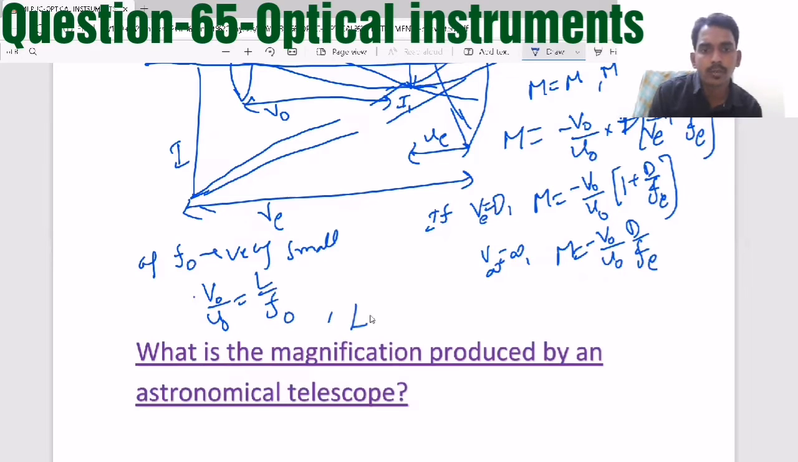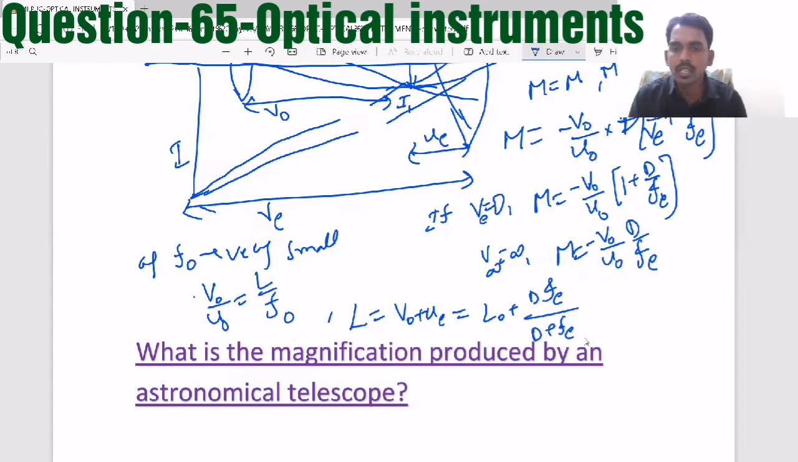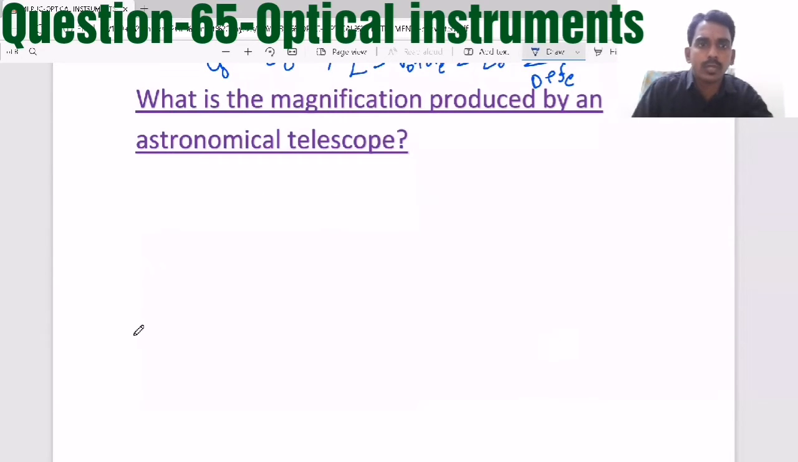And the length of the tube L equals V naught plus UE, that is L naught plus D FE by D plus FE. You can use the lens maker's formula and apply it to the eyepiece lens. Then 1 by VE minus 1 by UE equals 1 by FE. Then the UE value will become this one. So these are the relations you need to remember regarding the magnification of a compound microscope.